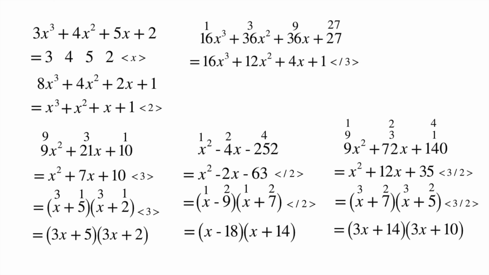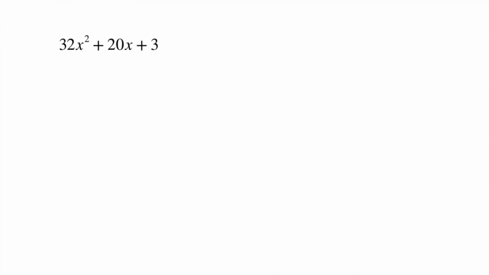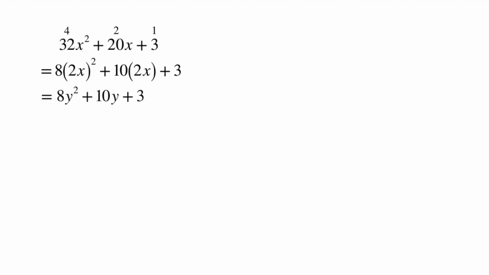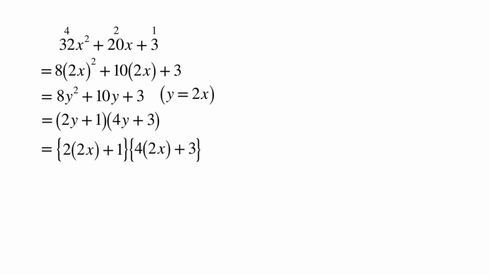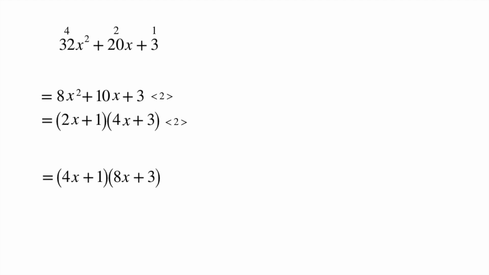Now, the principle behind it. When an expression has expo 2, we can take 2x as y. After factoring it, substitute 2x for y. It's done. We skipped the substitution process, hiding and unhiding expos.